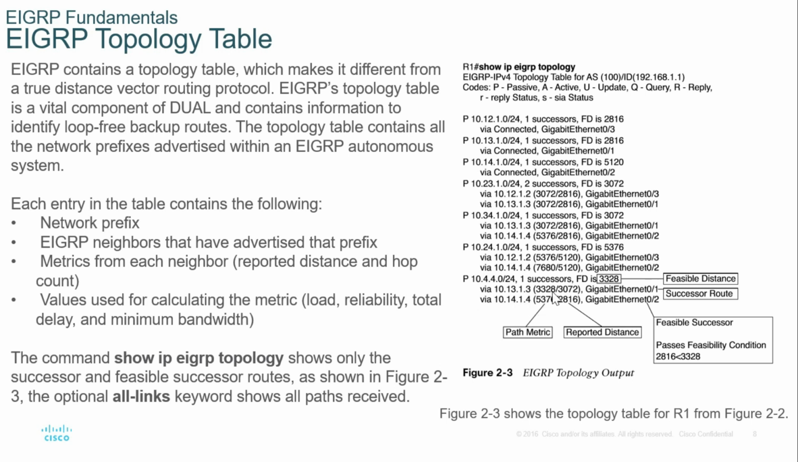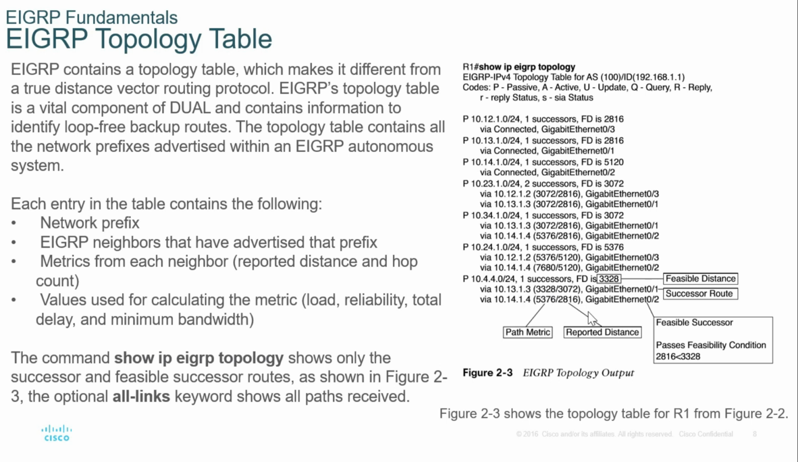Kemudian kita ada nilai ni. Satu, path metric. Yang kedua, reported distance. Okay, so reported distance, I hope you already understand lah. Reported distance adalah the distance daripada router yang bagi tahu. Contohnya, 3072 adalah distance daripada router yang connected at gigabit Ethernet 01. Okay, 2816 adalah reported distance daripada router yang connected at gigabit Ethernet 02. Then kita dah tahu path metric ni maksudnya total lah. 3072 tambah distance daripada router yang report tu kepada router 1.